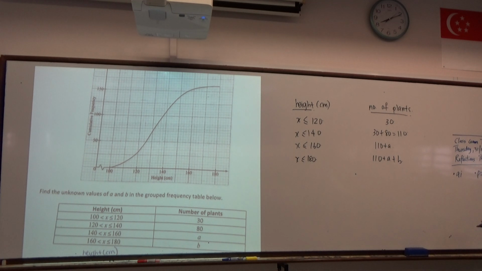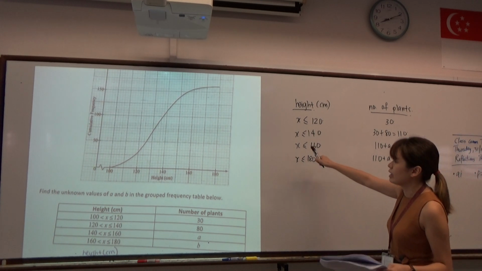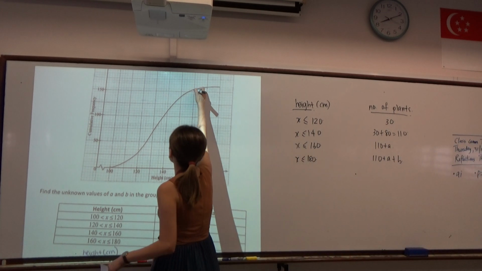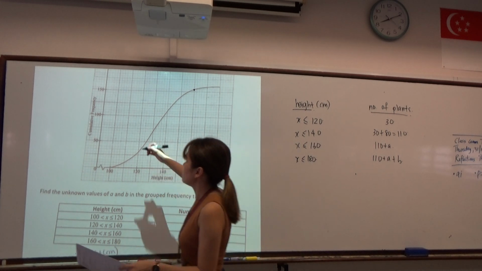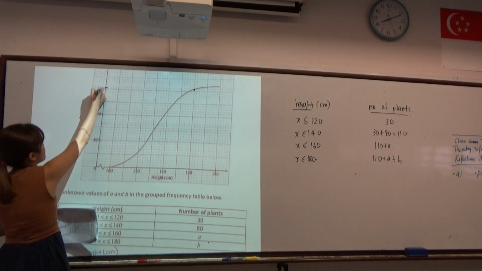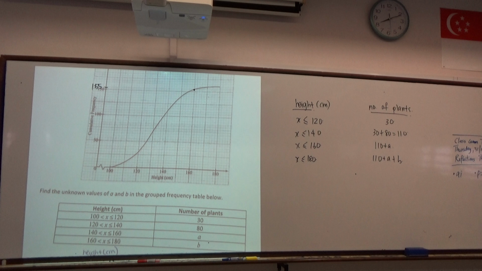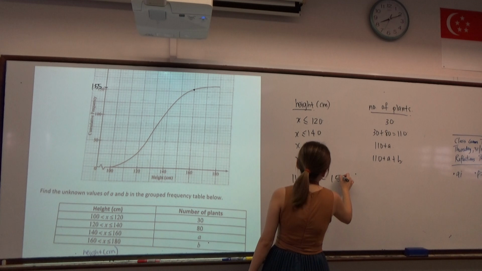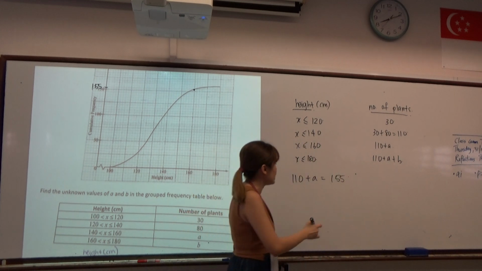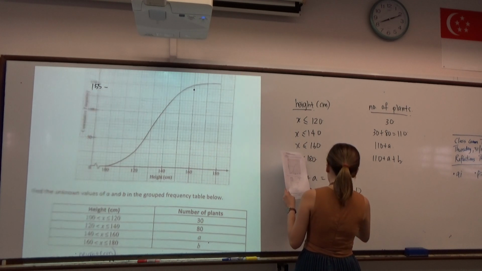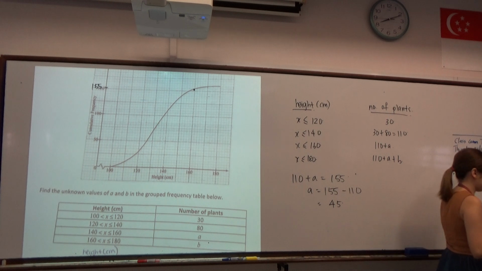Then after that, according to our cumulative frequency curve, if I were to locate where x is less than or equals to 160 cm, so 160 is over here, we find that the reading that it will give us would actually be 155. So therefore, it means that 110 plus A will be 155. So therefore, we can find the value of A, and that will be equals to 45.